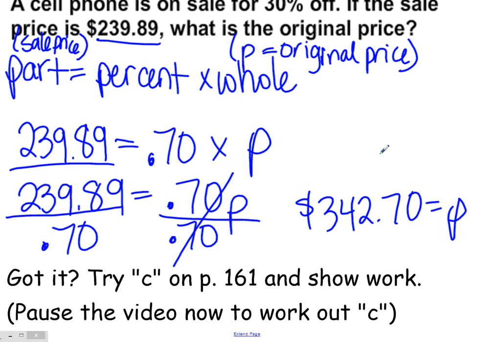So right now, I would like you to try example C on page 161. You do need to show your work once again, and I need you to pause the video so you have a moment to work this out. Look at example 3 if you get stuck and need help. Write down any questions and go ahead and work this out.